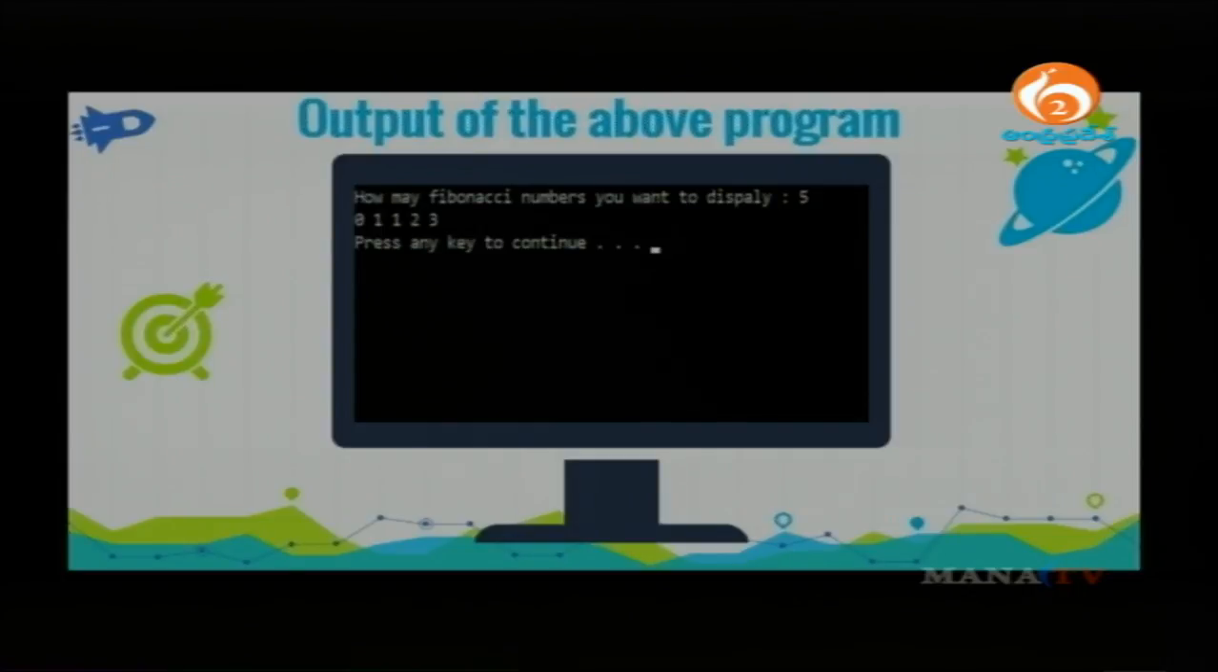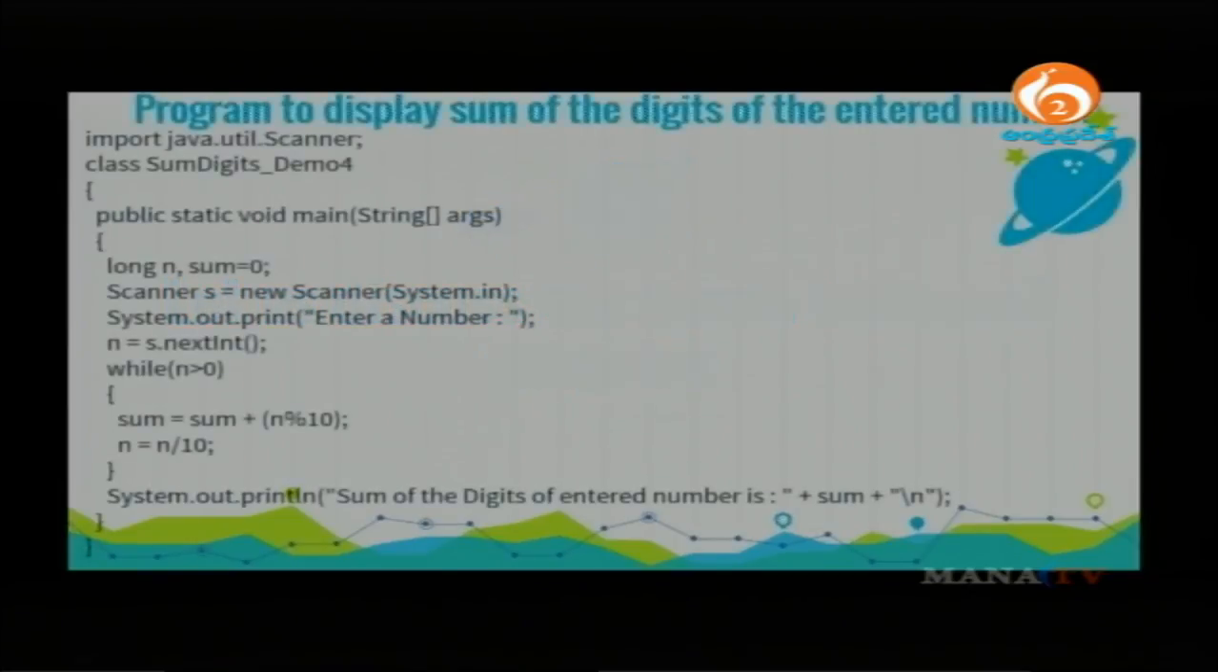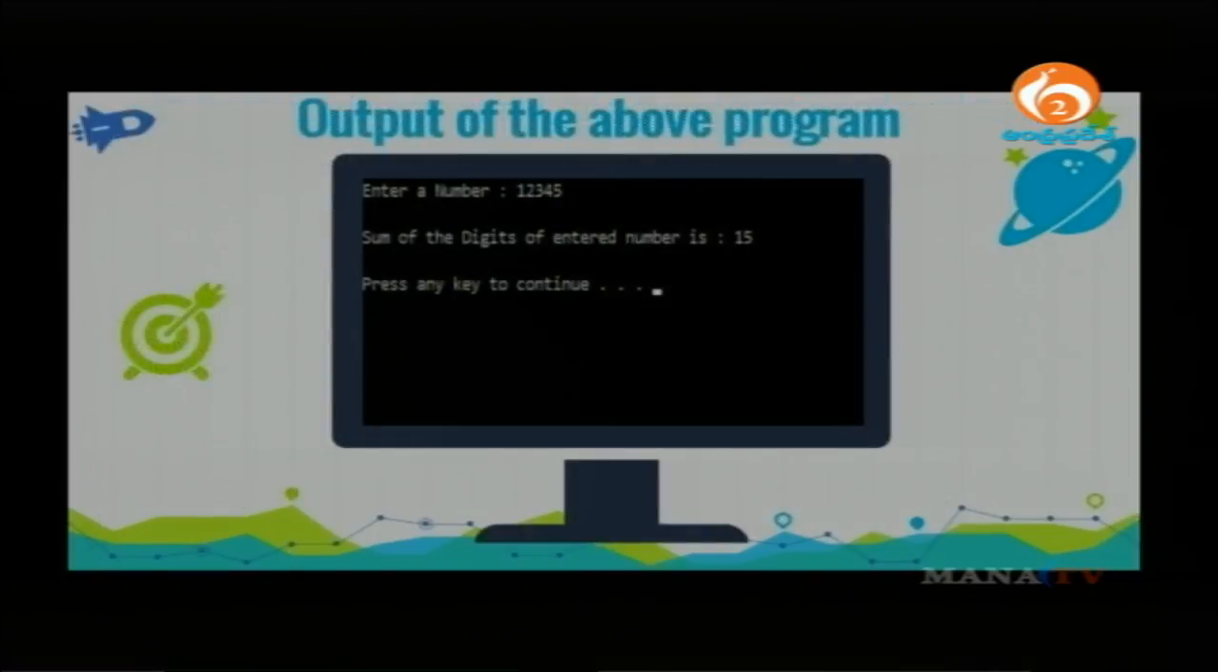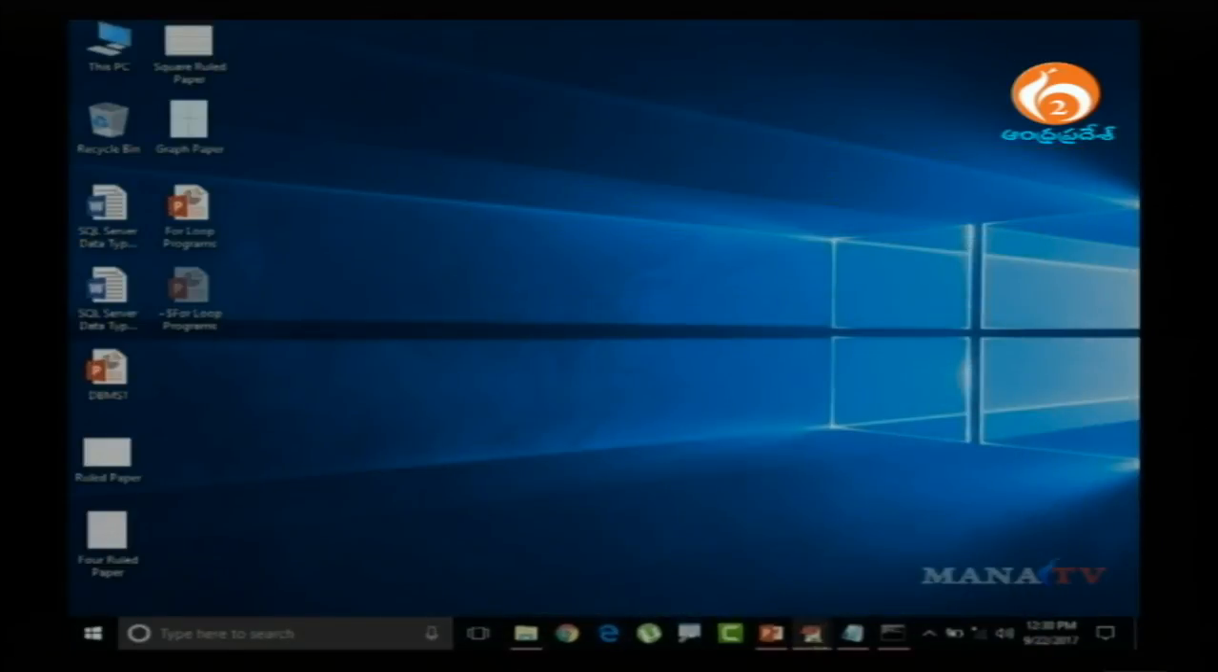Okay. So, let me go with the next program, nothing but fourth technical program. So, what I want to do? Program to display sum of the digits of the entered number. Take an example, I am just providing the value 1, 2, 3, 4, 5. So, what is the sum of 1, 2, 3, 4, 5? Nothing but 1 plus 2 plus 3 plus 4 plus 5. So, what is happening? It is generating the output called 15. So, let us implement this particular program. Okay. So, same EditPlus, let me open this particular EditPlus.